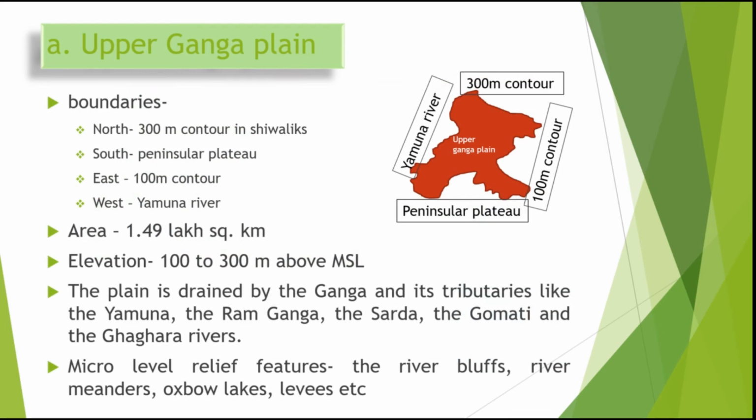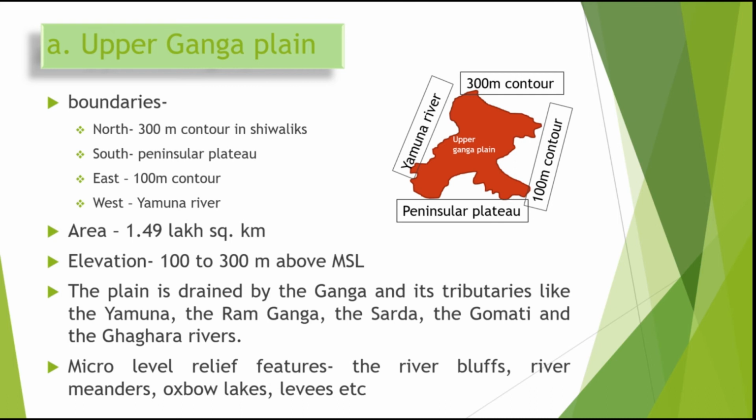Upper Ganga plain. The upper Ganga plain comprises the upper part of the Ganga plain. This plain is delimited by the 300-meter contour in the Shivaliks in the north, the peninsular boundary in the south, the course of the river Yamuna in the west, and the 100-meter contour in the east. It covers an approximate area of 1.49 lakh square kilometer. Its elevation varies from 100 to 300 meter above mean sea level.